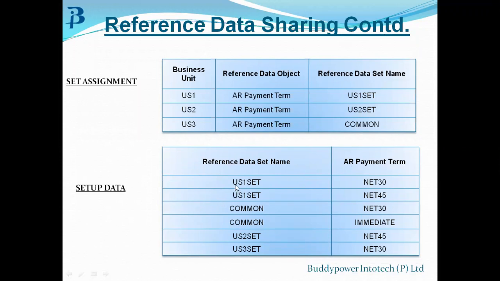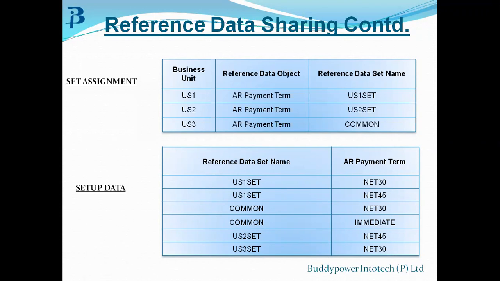Now this is the reference data set name and the AR payment term. Here US1 set has a net 30. Net 30 means you have to make a payment within 30 days from the invoice date. Say today is the 31st, today is the invoice date, and you have to make the payment within the next 30 days. That is what is called the net payment term.